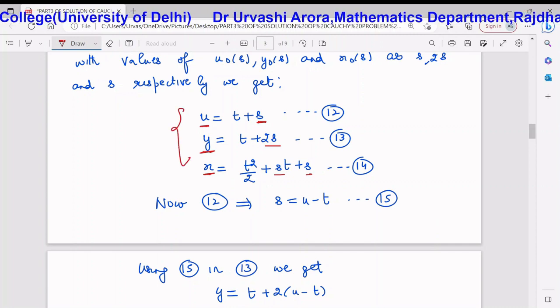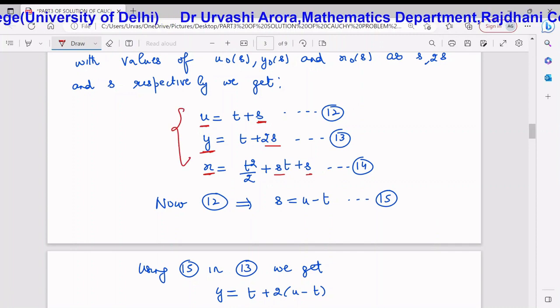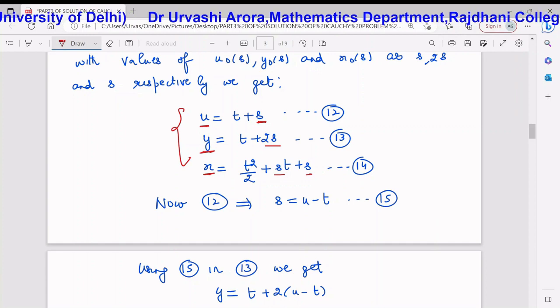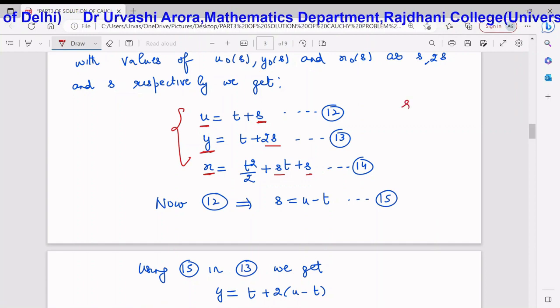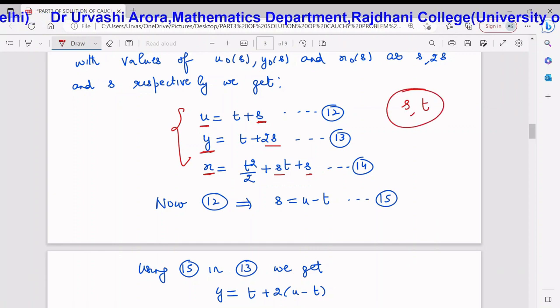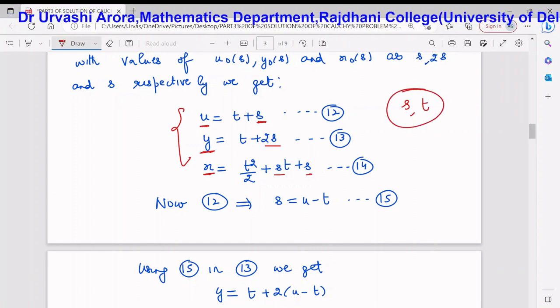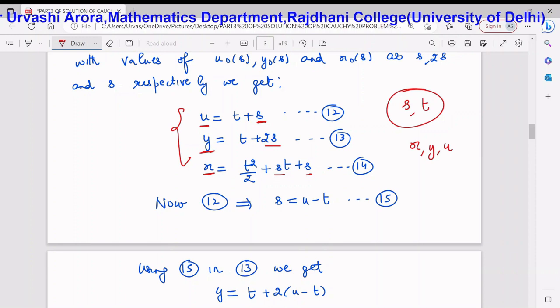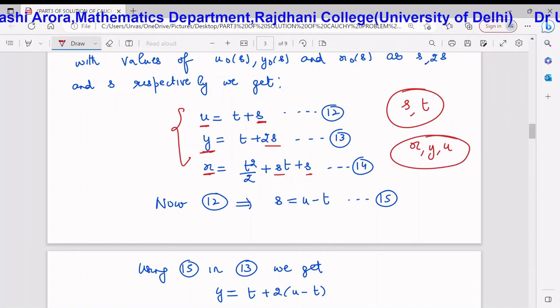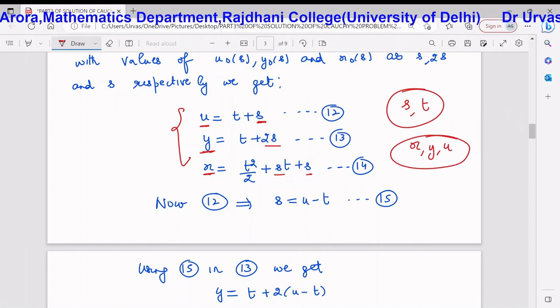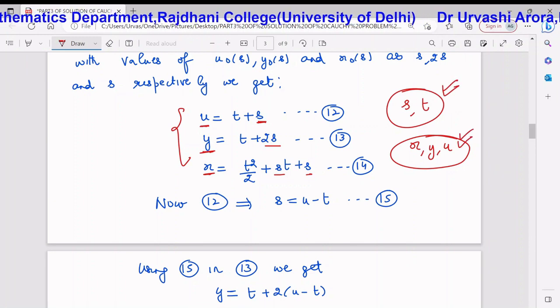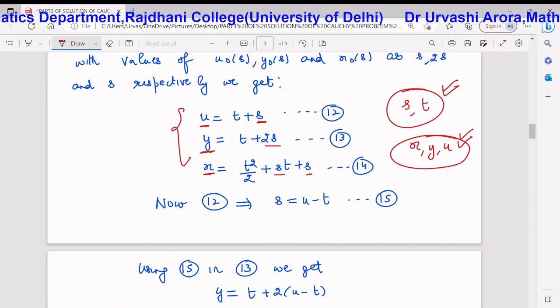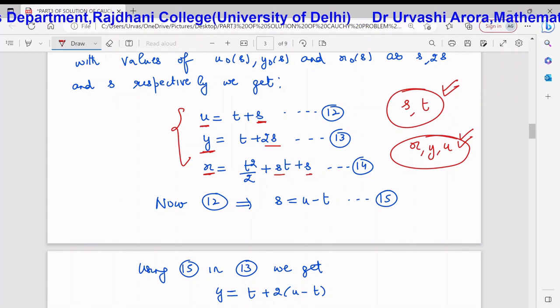Now these are the three equations that you have, 12, 13 and 14, and you just have to eliminate the parameters or unknowns s and t from these three equations, and you will get a relation involving x, y and u. The relation which you get involving x, y and u after eliminating s and t will be the Cauchy solution of the given Cauchy problem.